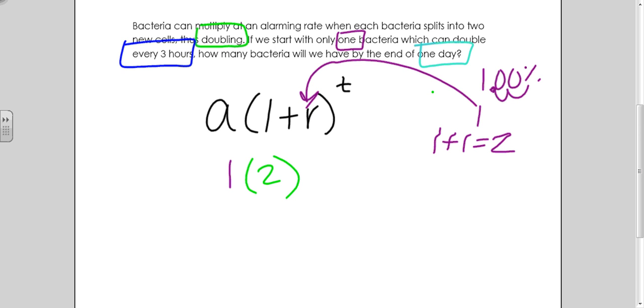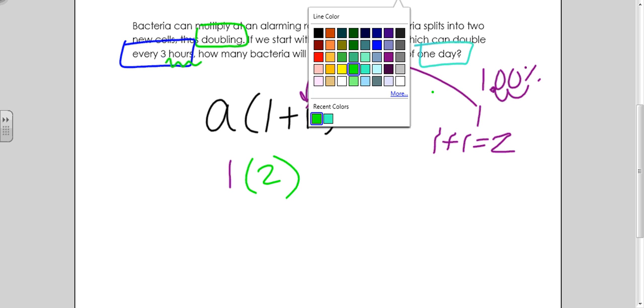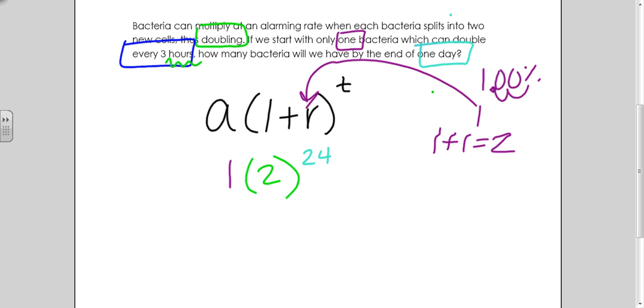And then it says, I want at the end of 1 day. Well, since we know it's every 3 hours, how many hours are in a day? It's 24. However, it says every 3 hours. So per 3 hours, and per means you're dividing by 3. So we're going to take our time, which is 24 hours, and divide it by 3, because now we have 24 hours per every 3 hours. Then all we have to do is put it in our calculator and we end up getting 256 bacteria.